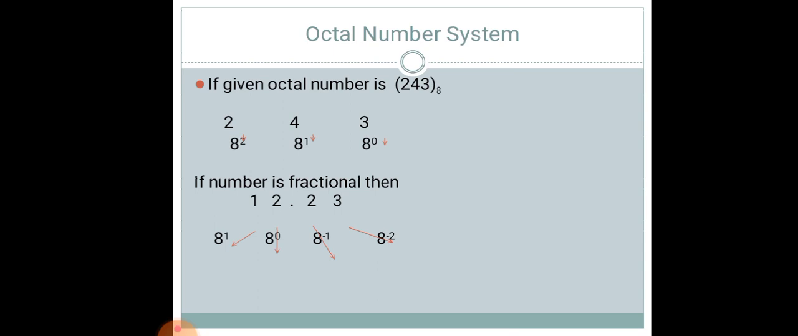So in 12.23, the 12 is before the fractional point, so 2 contains 8 raised to 0, 1 contains 8 raised to 1. After the fractional point, weight goes on increasing from left hand side to right hand side with minus sign. So 2 is having 8 raised to minus 1, 3 is having 8 raised to minus 2, right? So with the help of calci you can calculate the weight. Each digit is having base and weight, and you have to take the addition of each digit with their base and weight. Finally we'll get the number which we have represented previously.